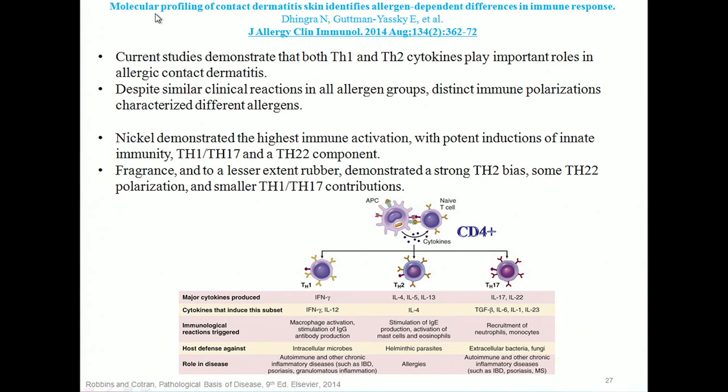Now, there's actually a great paper that was published last year by our own Drs. Dinger and Gutman, looking at the cytokines associated with allergic contact dermatitis. And there's been some controversy in the literature: is it a Th1 immune response or Th2? It turns out it's both, and it all depends upon the allergen applied to the skin. What they found was that nickel demonstrated the highest immune activation with potent induction of innate immunity with Th1 and Th17 cytokines, whereas fragrances and rubbers demonstrated a strong Th2 bias.